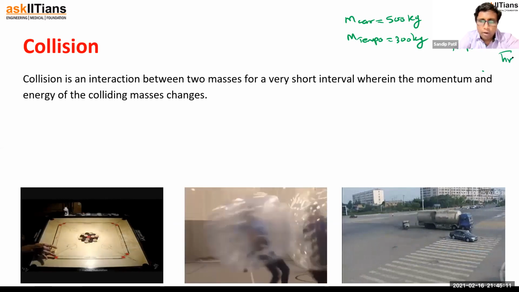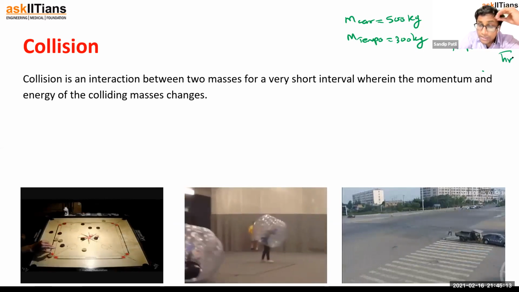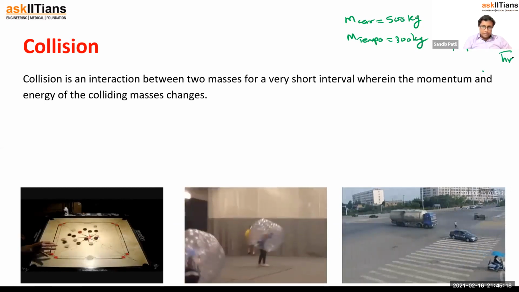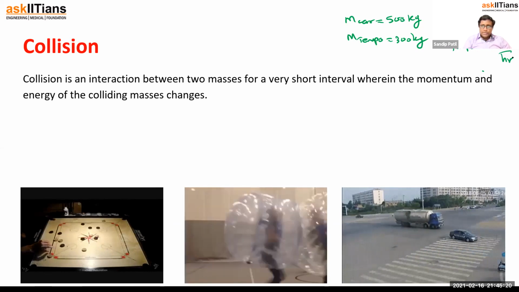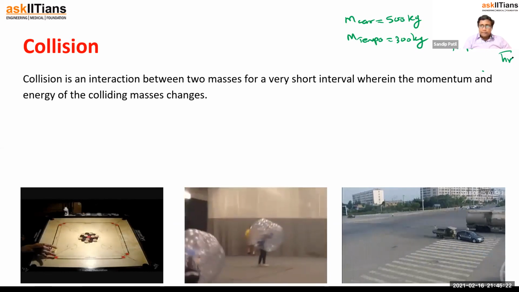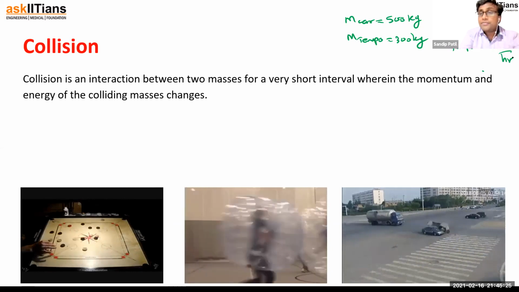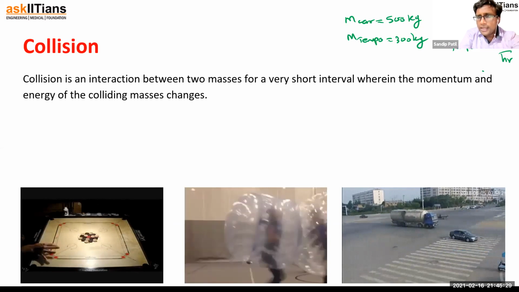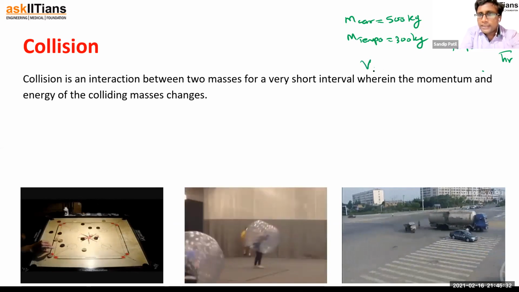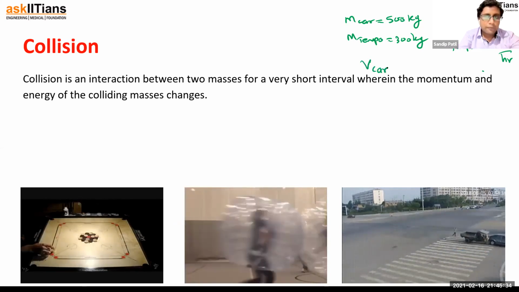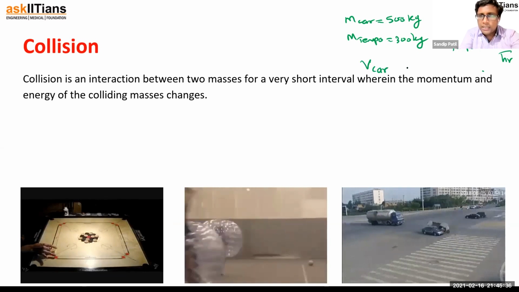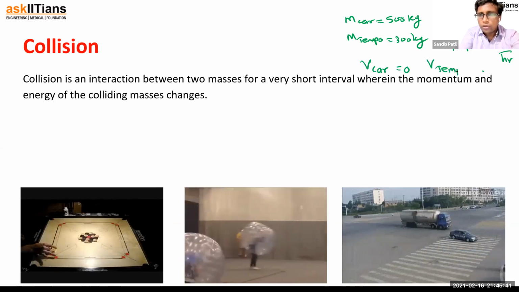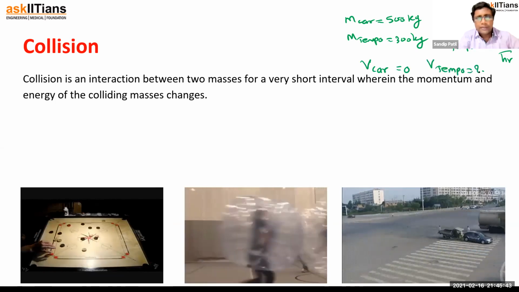So we have all the things. Now, what is the velocity of the car after the collision? The car comes to rest. So these are the initial velocities, right? Initial are represented by U. And we also know the final velocity, which is represented by V. V of car is equal to 0 because it is coming to rest. What will be the velocity of tempo? It is what we want to calculate now.